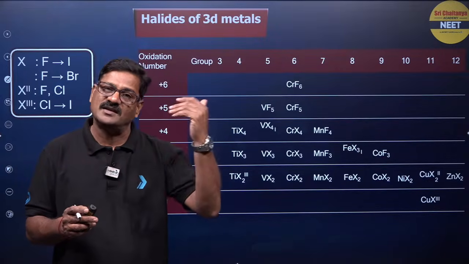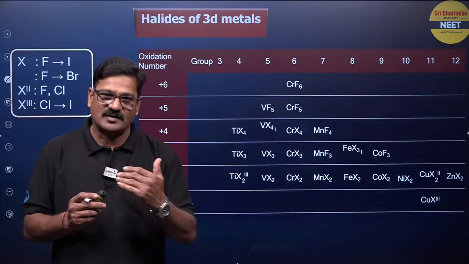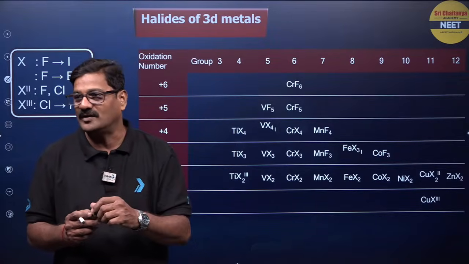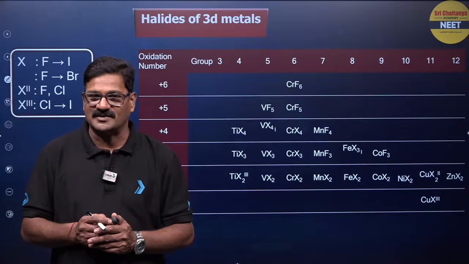Higher halides में highest oxidation state होगा, more covalent. Lower halides में lower oxidation state होगा, more ionic. Fajan's rule का हिसाब से बेटा, Fajan's rule का हिसाब से.